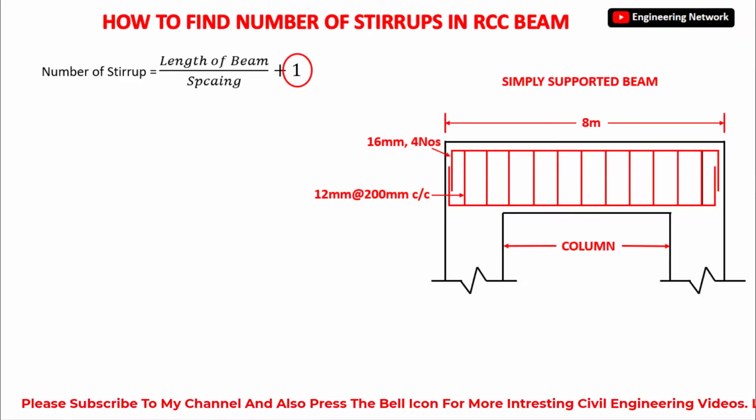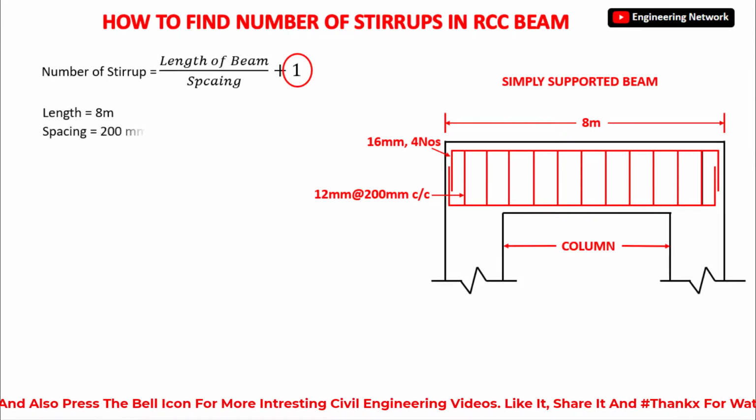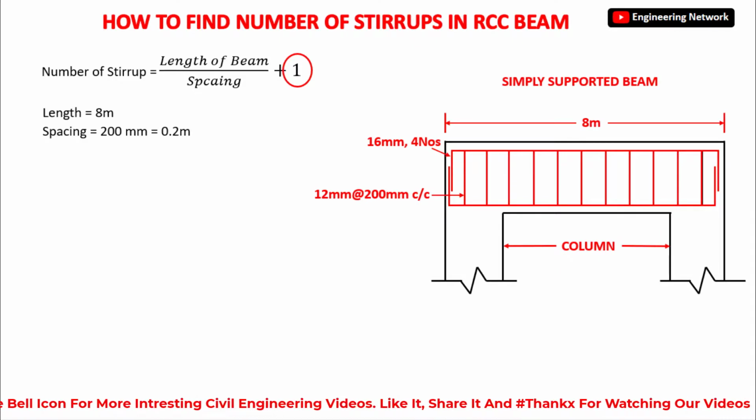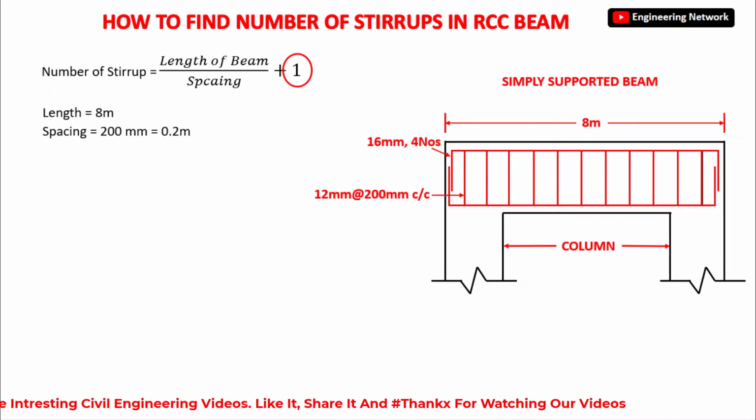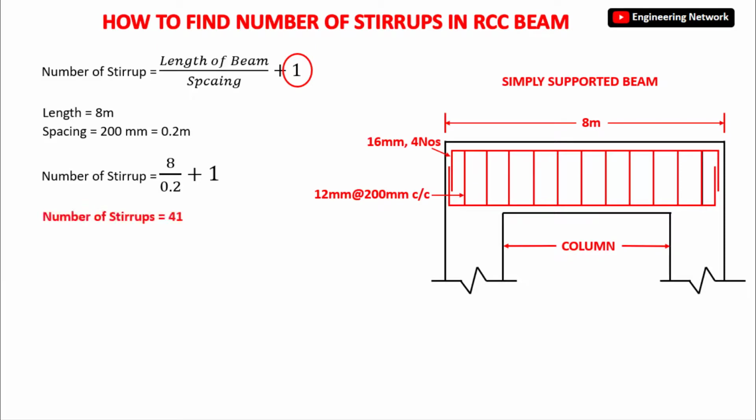The length of this RCC beam is 8 meter and the spacing between two stirrups is 200 millimeter, which is equal to 0.2 meter. So now let's put these values in the above formula. After putting these values and doing simple calculations, we have got the number of stirrups for this RCC beam, which is equal to 41.